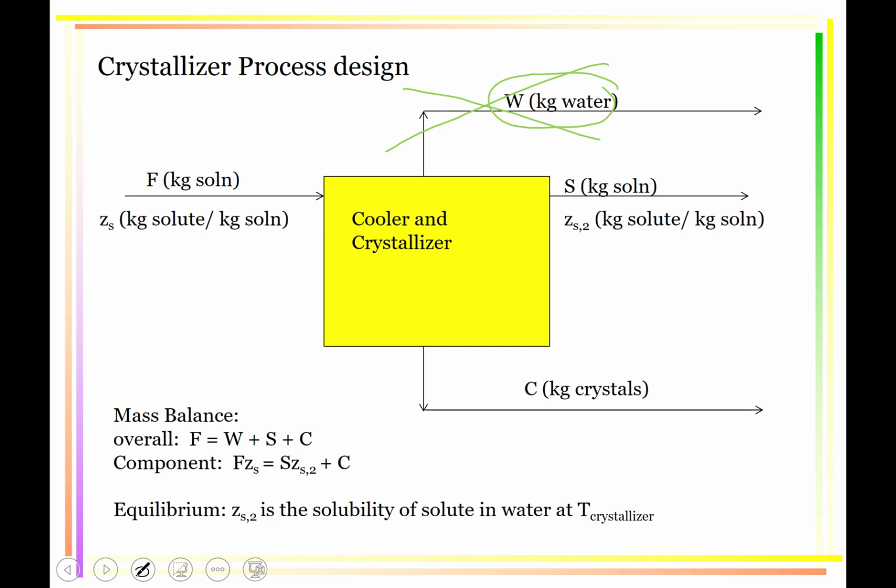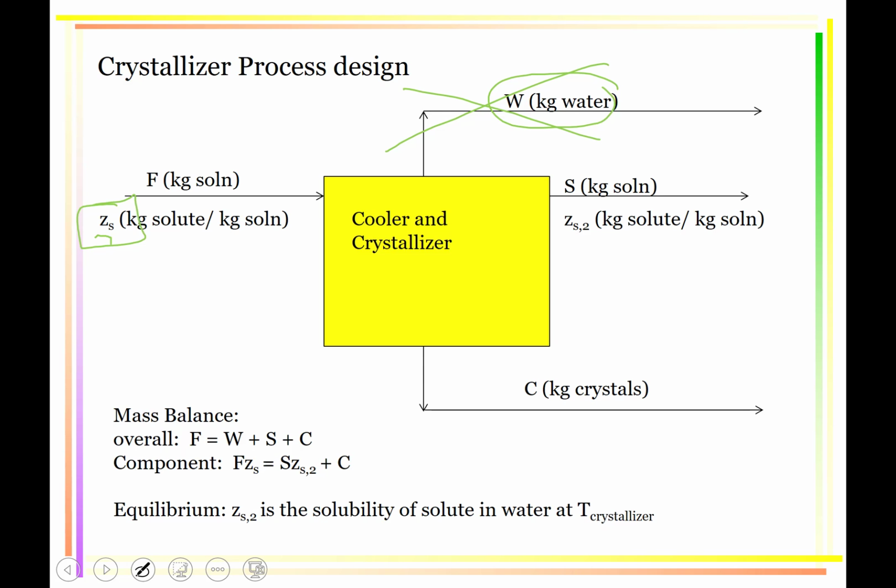And here we've identified a mass fraction of z sub S, which is kilogram of solute per kilogram of solution. So even though that solubility diagram gives you solubility as kilograms of solute per 100 kilograms of water, it behooves you to convert that into a mass fraction before you try to do the process calculations.